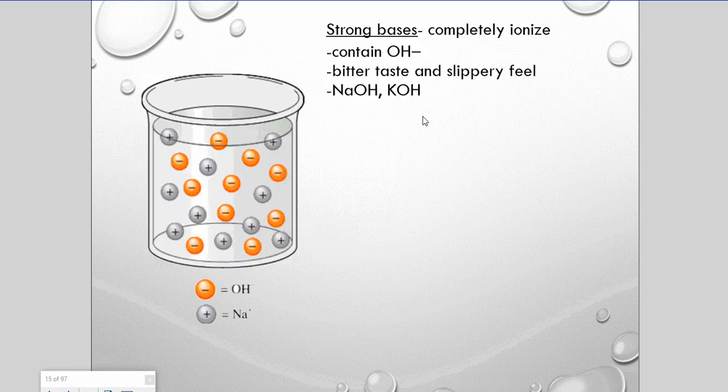Strong bases ionize completely. They contain hydroxide. If you were to taste them, they would taste bitter and have a slippery feel. The two most common are sodium hydroxide and potassium hydroxide, which are both soluble and strong. Most of the strong bases are not terribly soluble in water.